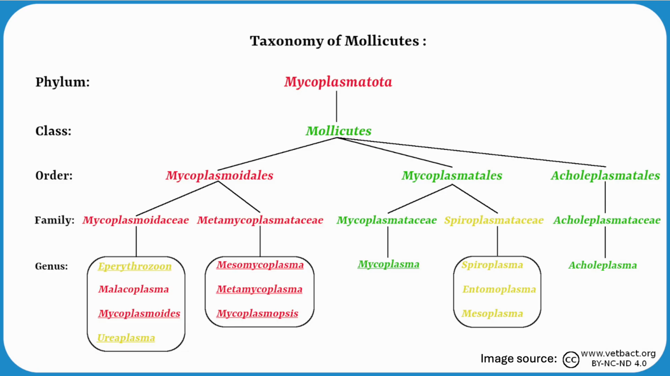This is the classification diagram of Mycoplasma. Mycoplasma belongs to phylum Tenericutes. Class is Mollicutes. In this class there are three orders: Mycoplasmoidales, Mycoplasmatales, and Acholeplasmatales. Order Mycoplasmoidales contains two families, Mycoplasmoidaceae and Metamycoplasmataceae. Order Mycoplasmatales has two families, named Mycoplasmataceae and Spiroplasmataceae. Order Acholeplasmatales has only one family, Acholeplasmataceae. Then each family has its own genera.